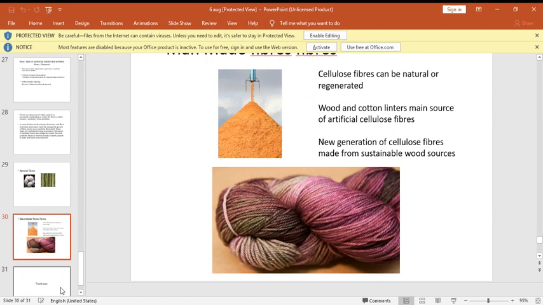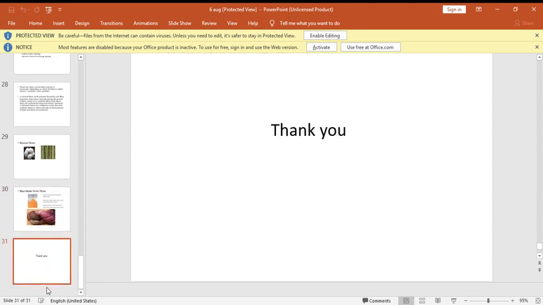Generally man-made fibers are obtained from cellulose, natural or regenerated. Wood and cotton linters are the main source of artificial or man-made cellulose fibers. A new generation of cellulose fibers is made from sustainable wood sources. And you can see the picture of man-made fibers or yarns. So these are the objectives we have learned today. Thank you.